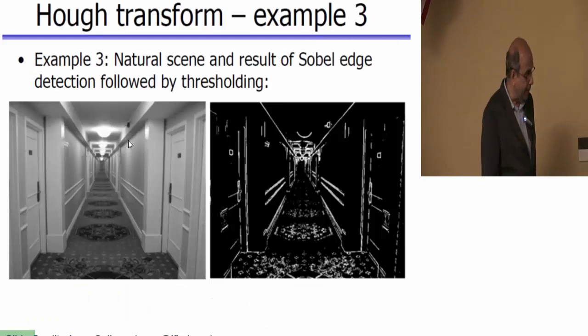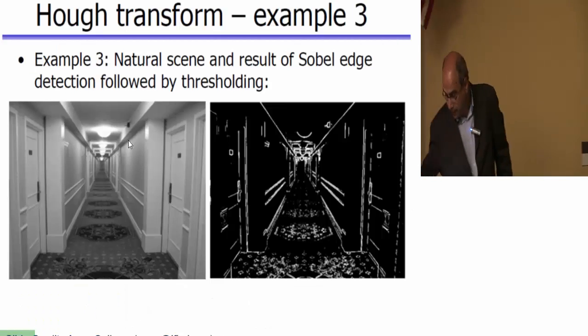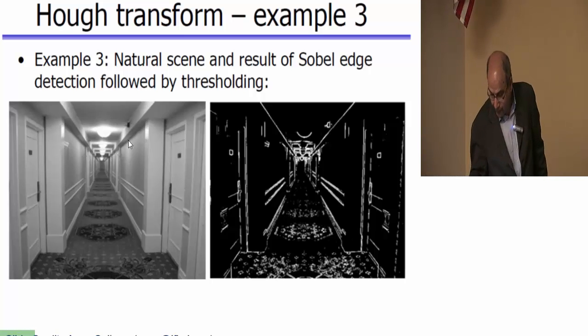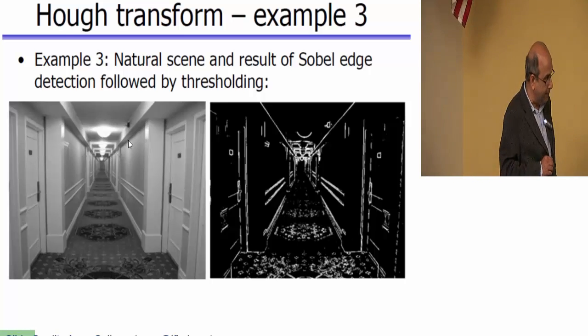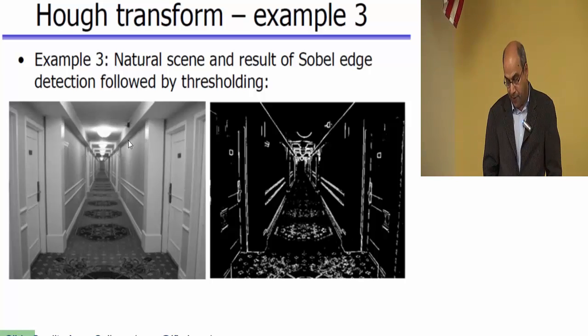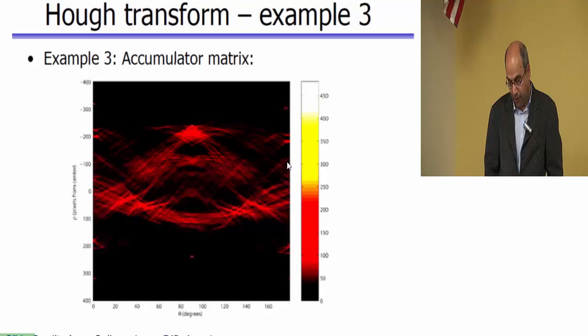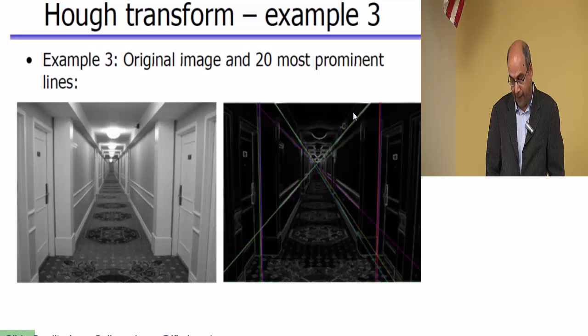Okay, so how about, can you see this one? So this is a real world example of an image. These are your Sobel edges, and this is the accumulator array, again degrees and p, and these are the number of votes. The brighter is higher, and then you can go back and get the 20 most prominent lines which are shown here, and which correspond to maybe these ones.